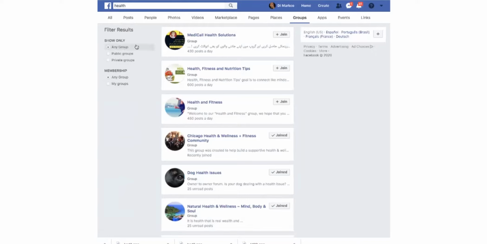And then here on the left-hand side, it says filter results. So you can actually see here on the left-hand side, show any group, or do you want public groups, or do you want private groups? Now I'm going to talk about private and public groups in this series, but today we're going to look at all groups.